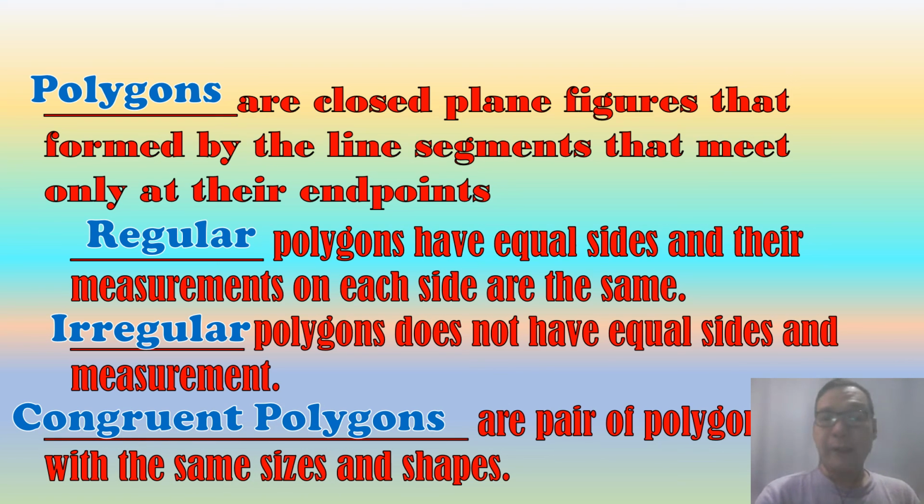So remember these things, children? So we have learned polygons and its definition. We also learned the types of polygons and which one is regular and which one is irregular. And we also identified which pair of polygons is congruent and which is incongruent.